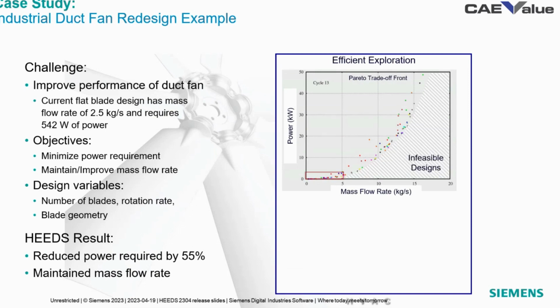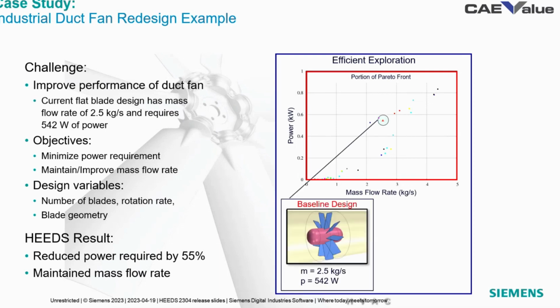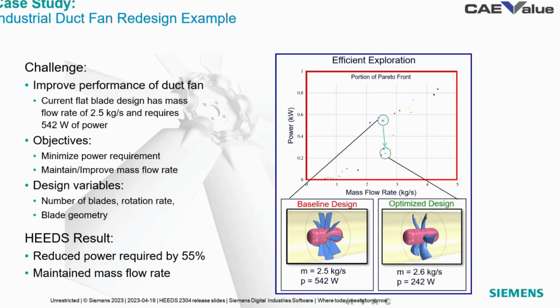So I just want to show you, if we zoom in on this lower part of the Pareto front, you can see that we can find the spot where the baseline is. And here we can see how we can go to a different design that keeps the mass flow, but has a much lower power requirement.